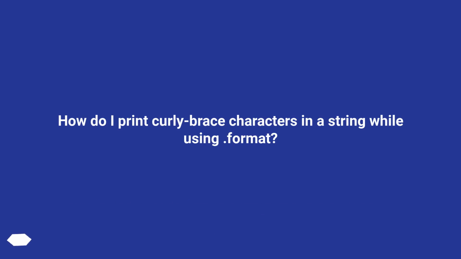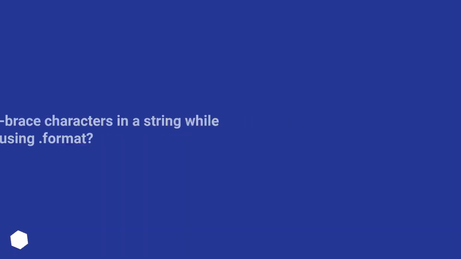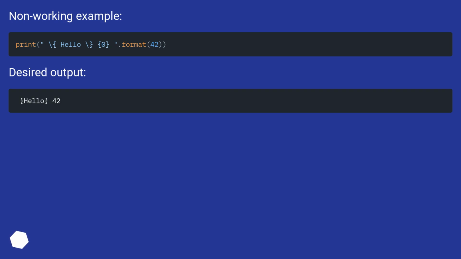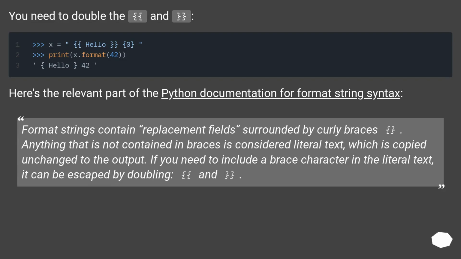How do I print curly brace characters in a string while using format? Non-working example. Desired output. You need to double the { and }.